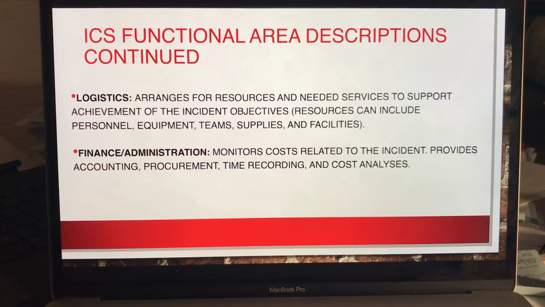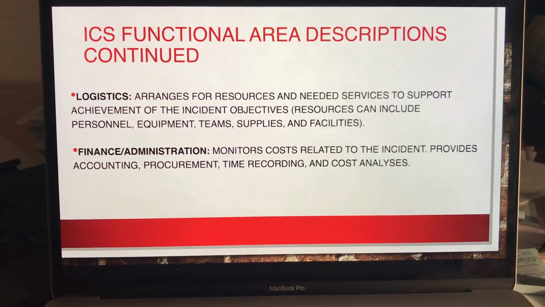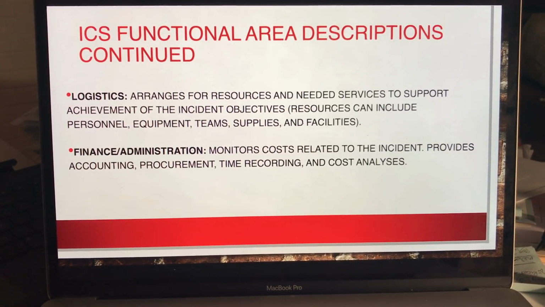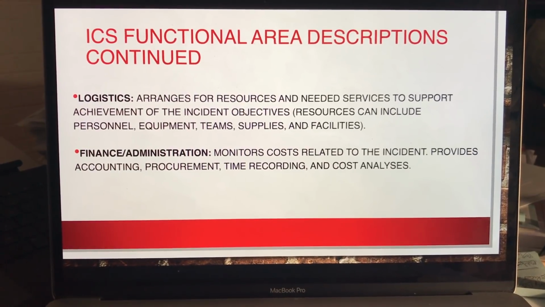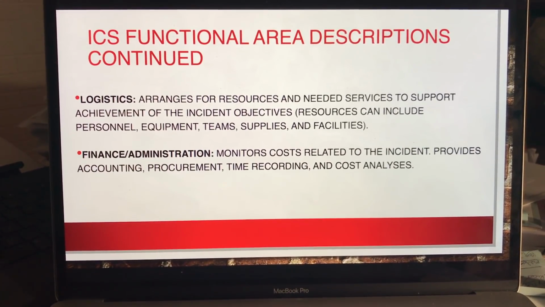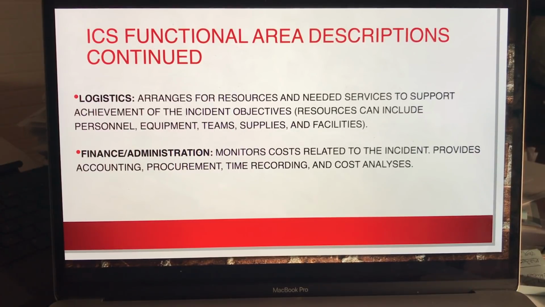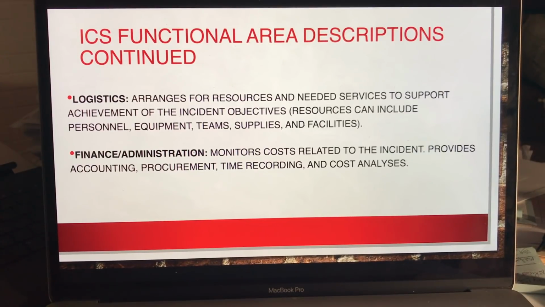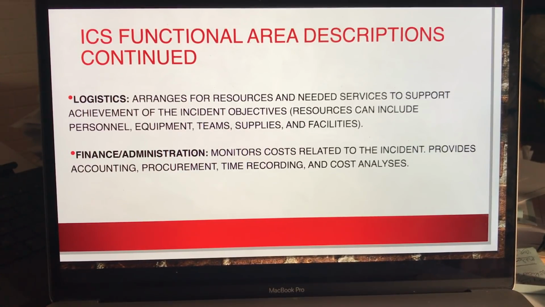Logistics arranges for resources and needed services to support achievement of the incident objectives. Resources can include personnel, equipment, teams, supplies, and facilities. Finance and administration monitors costs related to the incident and provides accounting, procurement, time recording, and cost analysis.